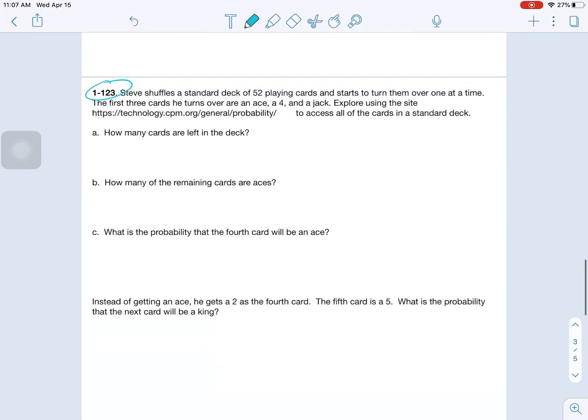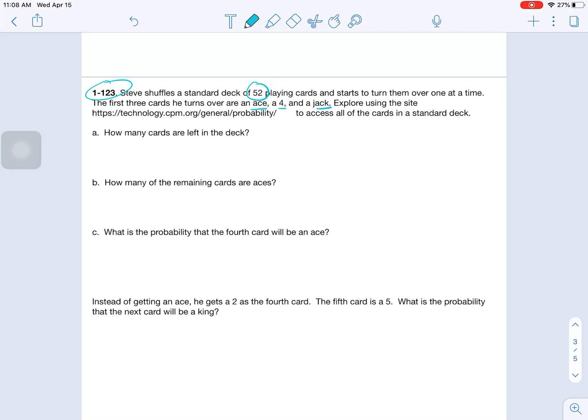Okay, awesome job. And this last problem, we're going to go through this pretty quickly. So it tells me Steve shuffles a standard deck of cards. There's 52 cards in a deck, and he's turning them over one at a time. The first 3 cards he turns over are an ace, a 4, and a jack. So you guys know with playing cards, there's 4 different suits, and it's the same cards in each of those suits. For example, there's 4 aces, there's 4 4s, there's 4 jacks, there's 4 of everything in a standard deck of playing cards. Okay, you can go to this site if you want to, but if you know enough about playing cards, you'll be able to answer these questions.